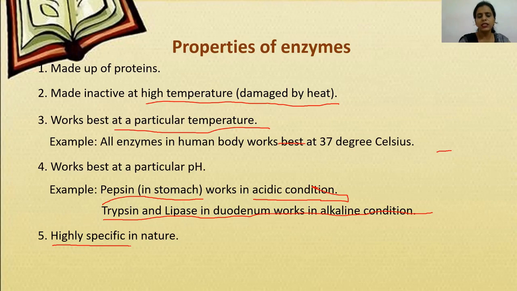That's the reason we say that enzymes are highly specific in nature, because one type of enzyme can only act on one type of substrate molecule. It cannot form an enzyme substrate complex with any XYZ substrate molecule. Next, enzymes are biocatalysts. So enzymes are made up of protein and they are biocatalysts. These three points you can include in the definition of enzyme.